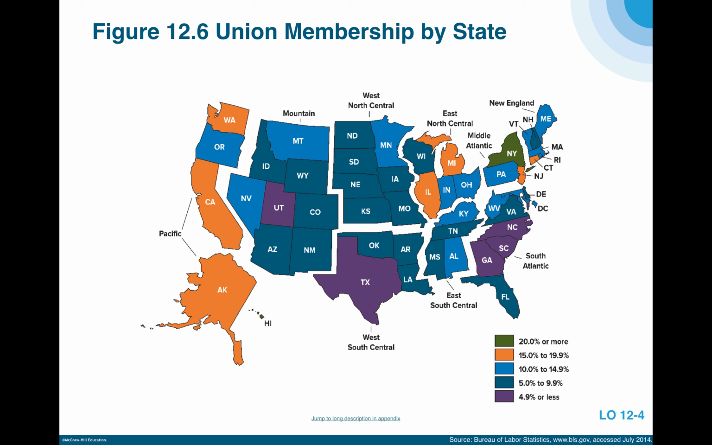So here's union membership by state. As you can see, New York has one of the highest, with 20% or more of the employees part of a union. Illinois is still pretty high, at 15 to 19.9%. So some of these states, Utah, Texas, Georgia, South Carolina, and North Carolina, all have pretty low numbers as far as union membership goes.